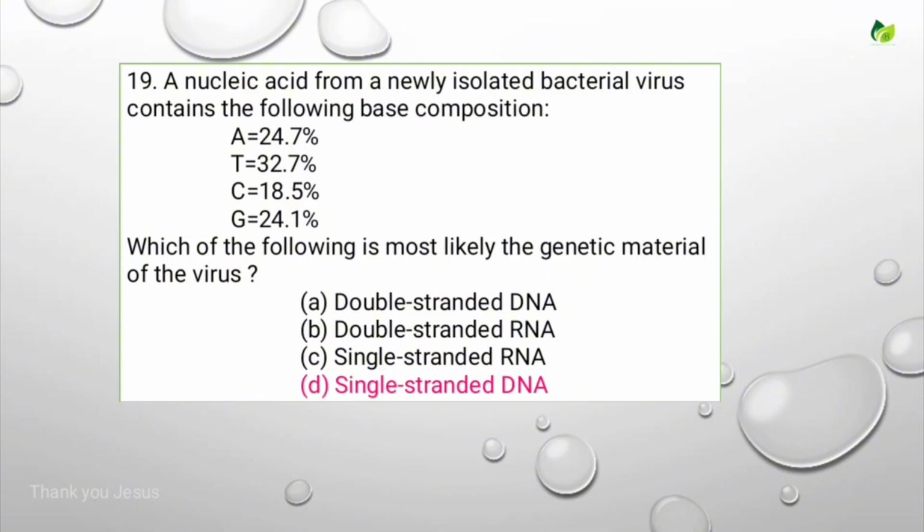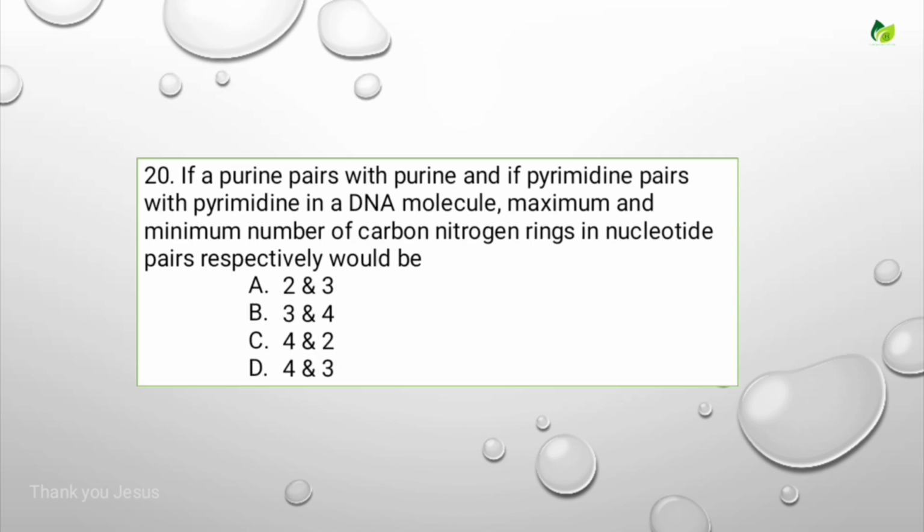So why? Because you have to consider the given ratios. You know the Chargaff rule. According to Chargaff rule, A is always equal to T, and G is always equal to C. Then only it is a double stranded DNA. The Chargaff rule is only applicable for double stranded DNA. So according to that, the given ratios are not matching A to T, C to G. That's why the given DNA is single stranded DNA. Okay, that is the answer. Let's see the next question.